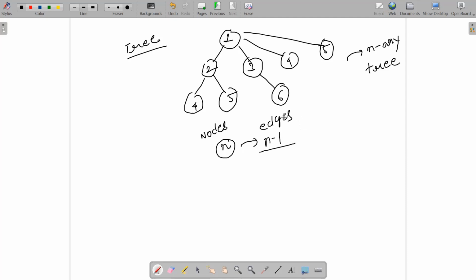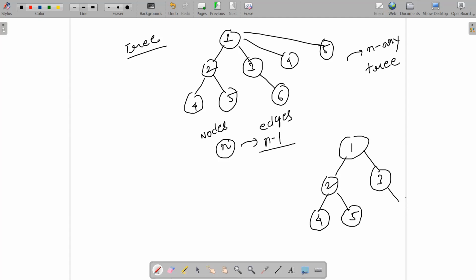Fine. Okay, then. What are the other properties of a tree? Let's draw a small tree. 1 is connected to 3, 2, 3, then again it is connected to 4, 5, and so on. It is connected to 6 only. This is what the tree looks like. Any other properties that you can think of seeing the structure?